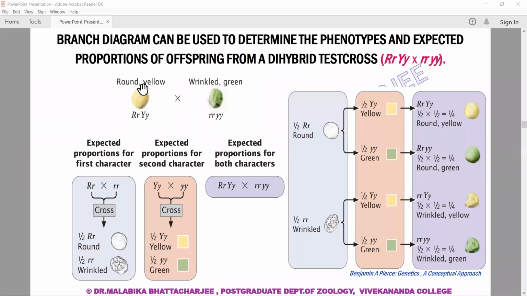So when we do a cross such that one of the partners is homozygous recessive for the characters in question, such a cross is known as a test cross. Since there are two characters involved in this cross, it is a dihybrid test cross. So this was actually a round yellow dihybrid test crossed with a wrinkled green homozygous recessive category. I'll stop here today.